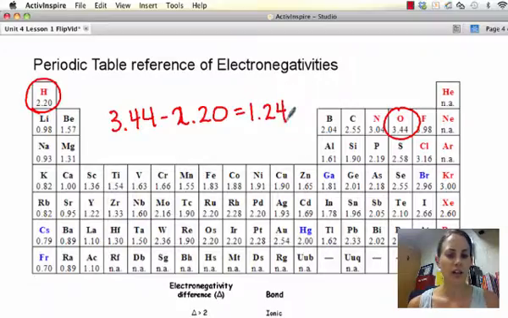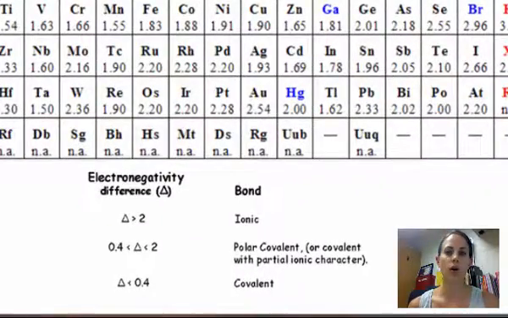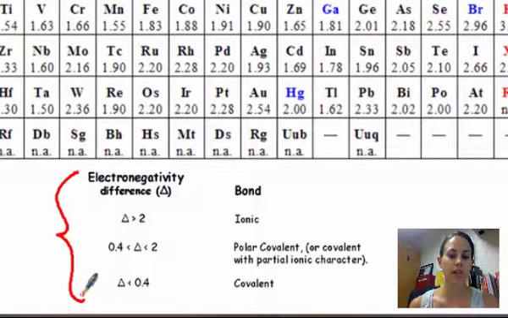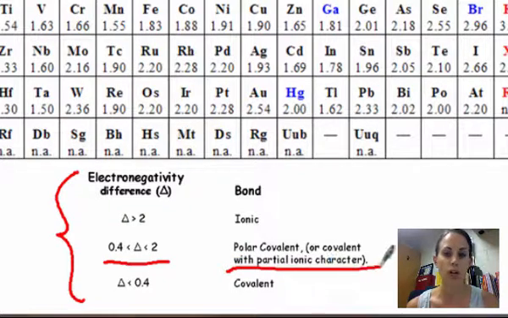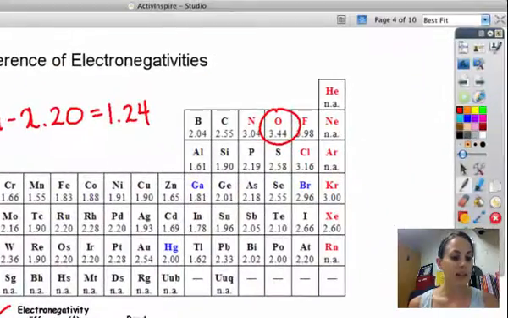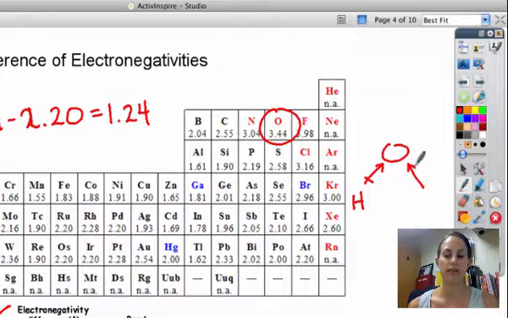Looking down below at our electronegativity chart, this means that the OH bond, this difference, 1.24, falls in the polar covalent bond type, which means that this is a pretty polar bond between oxygen and hydrogen. We can represent these polar bonds with arrows pointing towards the more electronegative atom. And because there are two lone pairs on the central atom, the molecule as a whole is also very polar.